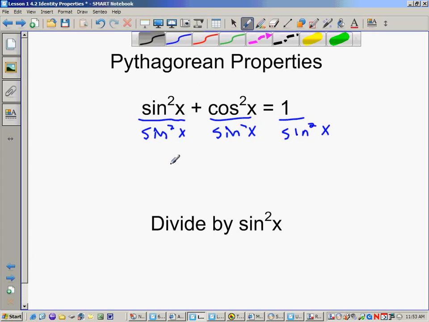Sine squared divided by sine squared is 1. Cosine squared divided by sine squared is going to be cosine over sine, which is cotangent, squared. And then 1 over sine squared is cosecant squared. So this is one of those Pythagorean properties that you just wrote down.